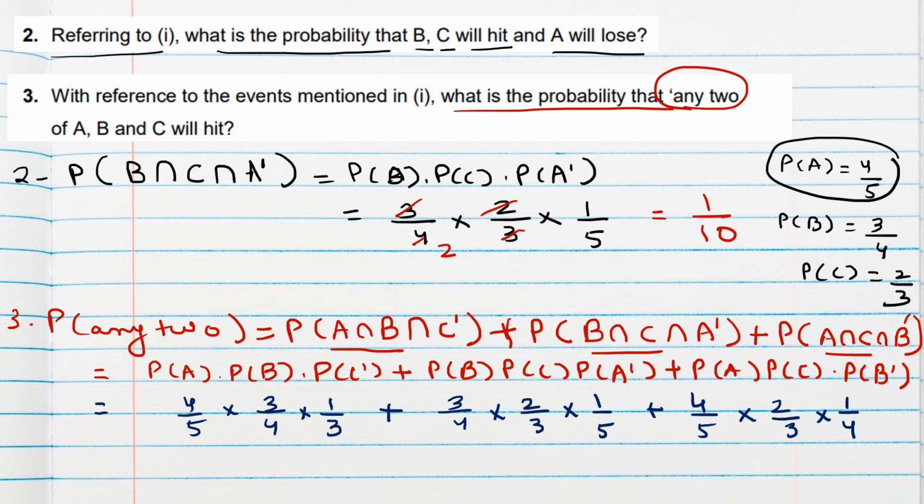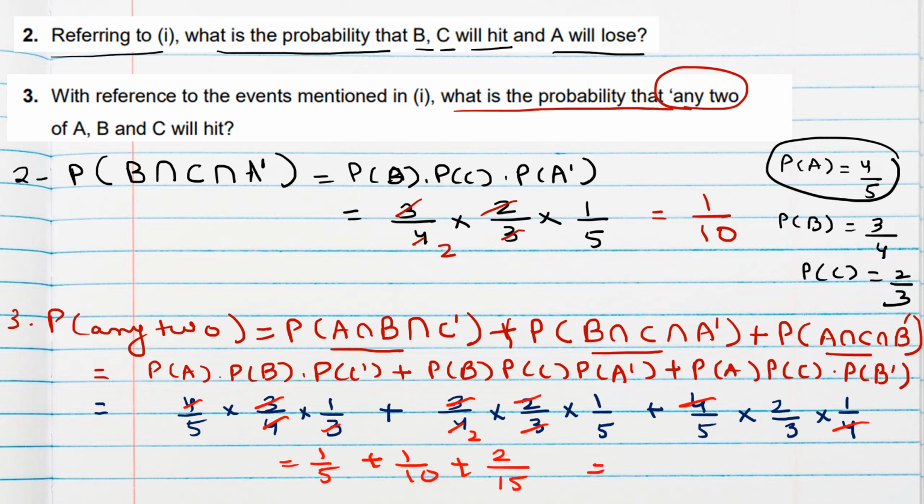Now cancellation will be there. I think 4, 3, 3 cancel. Here we will get 1 by 5. Here 3 cancel. 2 we can cancel. 1 by 10 we will get, because this is same as the second part. See. Then here 4 cancel. 2 by 15 we will get.